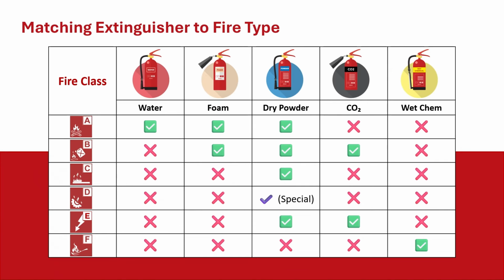This table summarizes which extinguisher is suitable for each class of fire. As you can see, each type has specific uses, and using the correct one is crucial for safety and effectiveness. For example, water is good for Class A but never for E or F. Using the wrong extinguisher can make the fire worse and put people at risk. For example, using water on an electrical fire can lead to electrocution. Question: what extinguisher would you use on a burning computer? The answer is CO2 or dry powder.